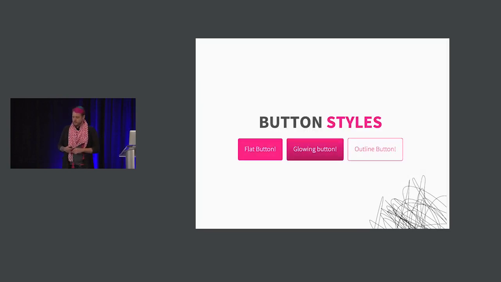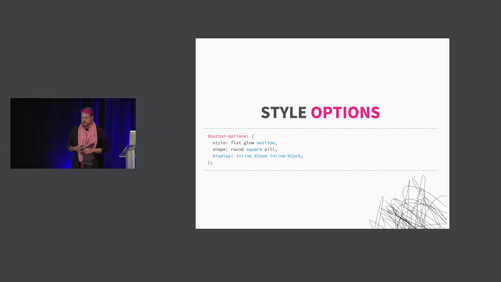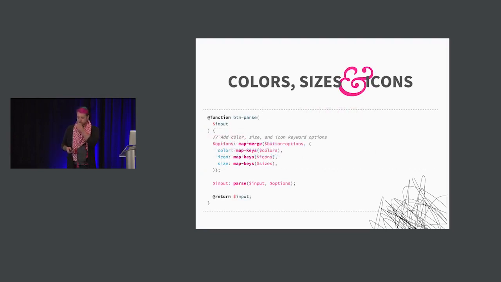Let's add styles too. We're going to play with these three styles: the flat button, the glowing button, and the outline button. And for these, this is where we really had to work in your own personal config, so you can create new style options very easily and quickly on the fly. But first, with our three, we have flat, glow, and outline as our keywords. And that's all it takes to add them to the parser.